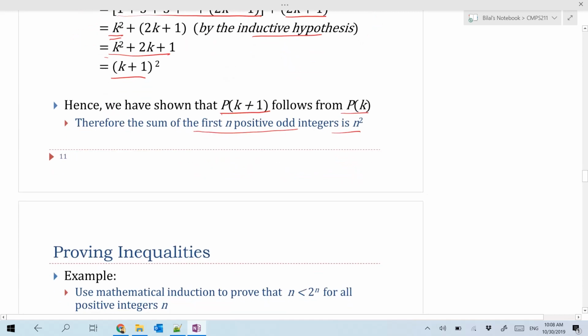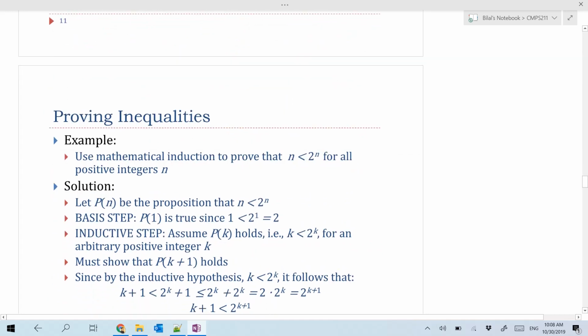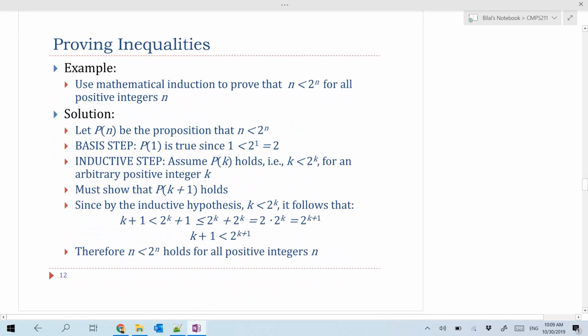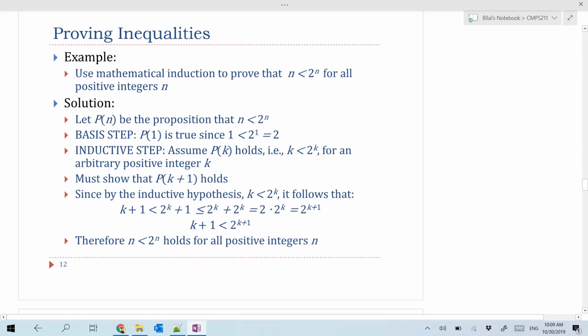Good. Sometimes it's tricky when you want to prove inequalities. For example, if we want to prove that n is strictly less than 2 to the power n, actually, it's tricky if you don't state what you want to prove. So for the base case, there's no problem. If n is equal to 1, then 1 is strictly less than 2 to the power 1, which is 2. This is so easy to prove.